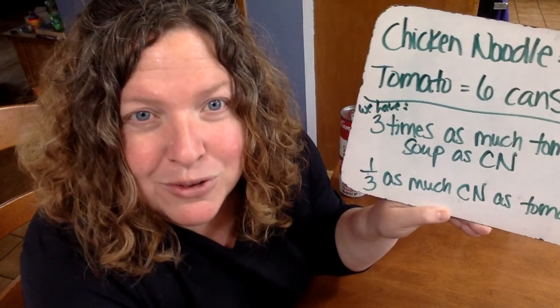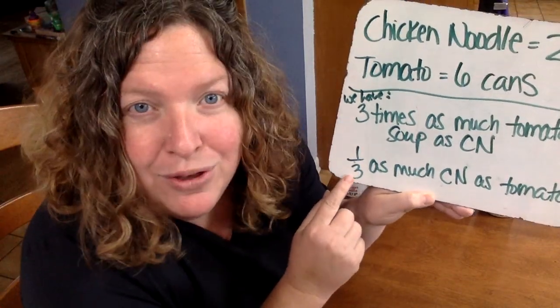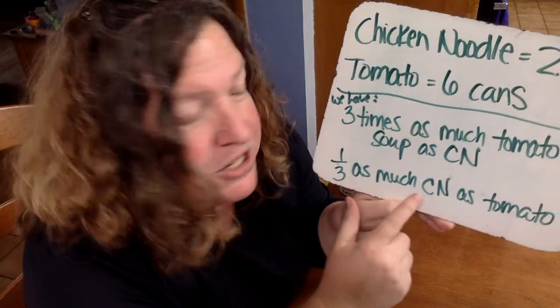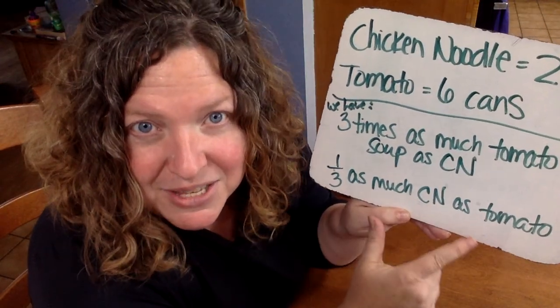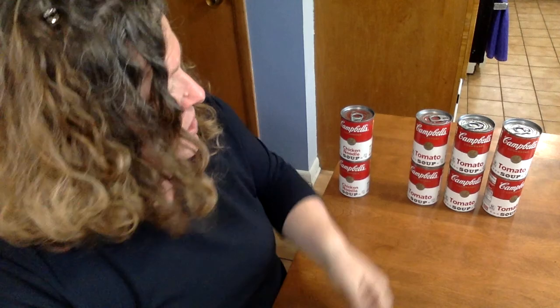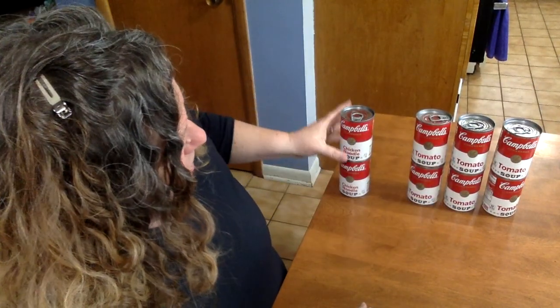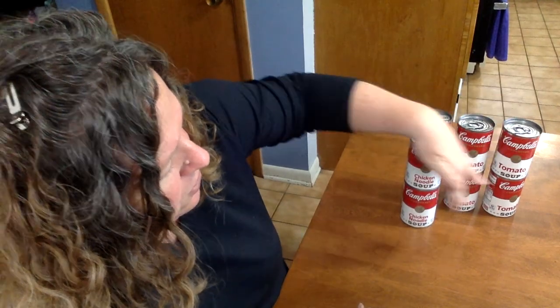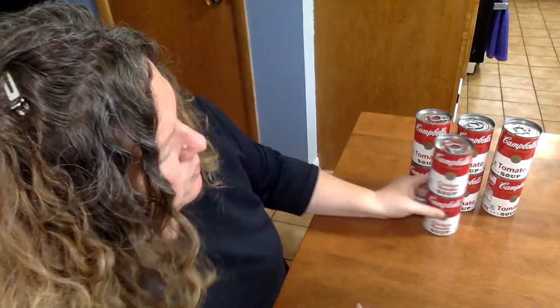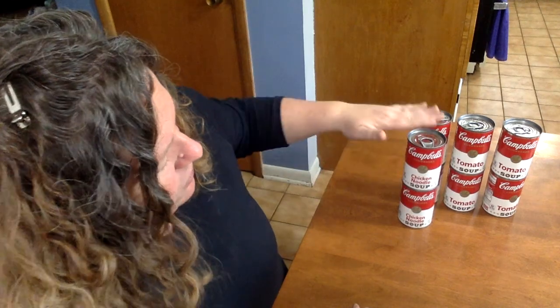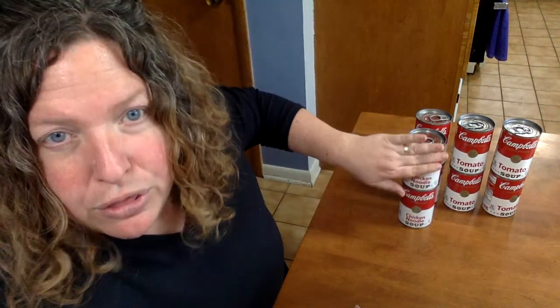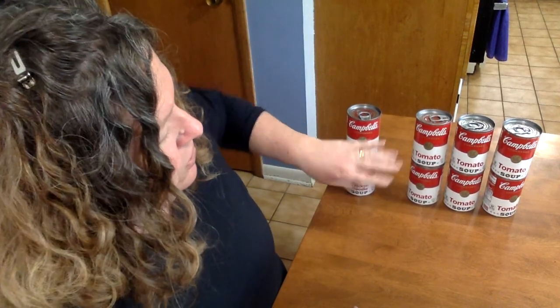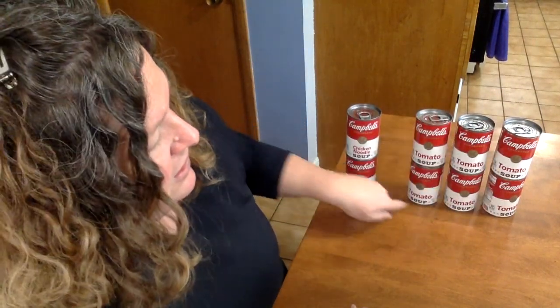What about going back the other way? There's 1/3 as much chicken noodle as there is tomato. That means we're looking at the tomato and we're saying, oh, the chicken noodle only takes up 1/3 of the group because there's 1, 2, 3, and it only covers 1/3. So there's 1/3 as much chicken noodle, and there are 3 times as much tomato.